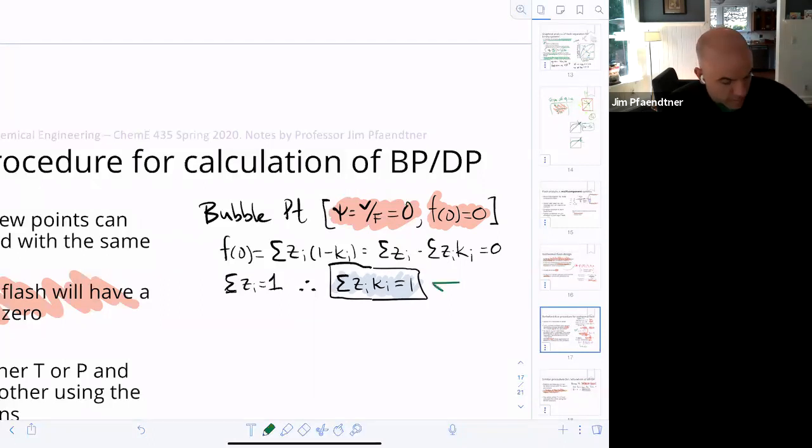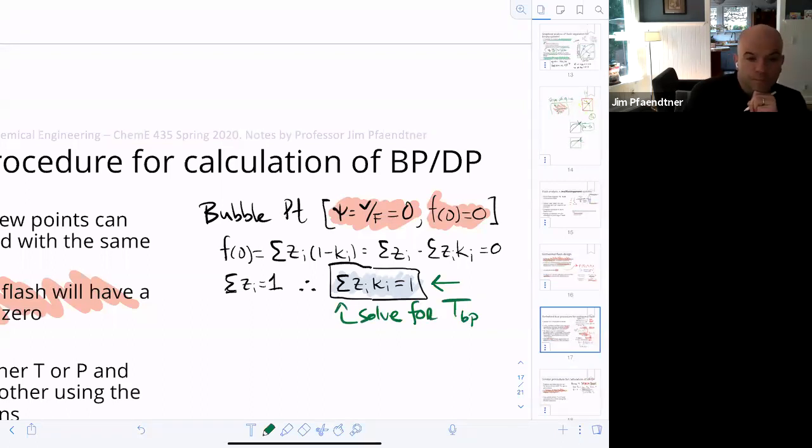You have a summation of Zi times Ki, and that has to be equal to one. So it's the product of the species mole fractions in the feed times the partition coefficients. What you're doing in this case is solving for T, specifically the bubble point temperature. Again, this is another example of a set of nonlinear equations, and you'd have to solve that yourself. That is how we can analyze the bubble point of a system using this method.